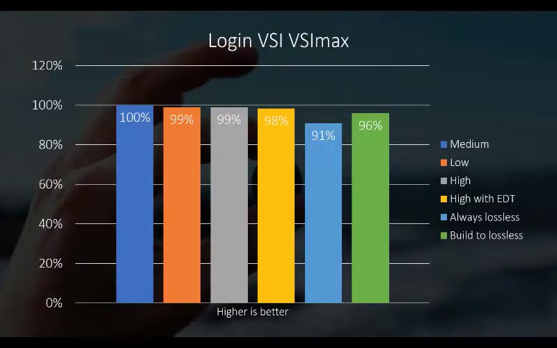So the first metric we're going to look at is the VSR max, and the VSR max is representing the overall capacity on the server side. So if you're looking at the results, and especially towards the medium, low, high, and the high with EDT, there's almost no difference in the capacity perspective. But switching to always lossless, you see a drop within the capacity, as the quality requires more resources to send over the higher quality. This also applies to the build to lossless, as it also requires more resources, but it can adapt based on the constraints.